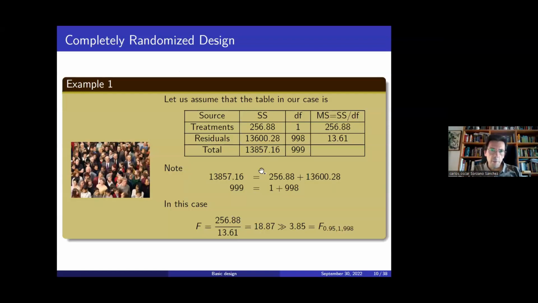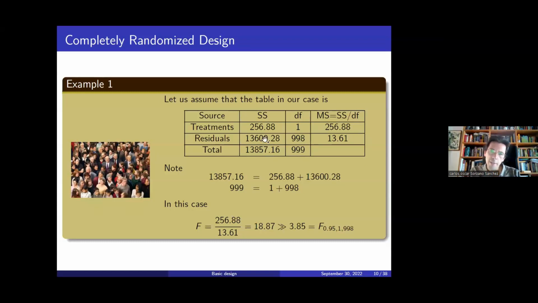Let us see it with an example. So let's say that in this example of the placebo and the treatment for the hypertension, this was the total variability that you were seeing, and only 256 were coming from the treatments. The other 13,000 is coming from the residuals. Is variability you cannot explain. But you had 1,000 coins. You paid 1 for the mean, so there were 999 left. You paid another 1 for the treatment, and then there are 998 for the residuals.